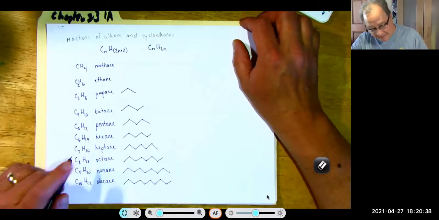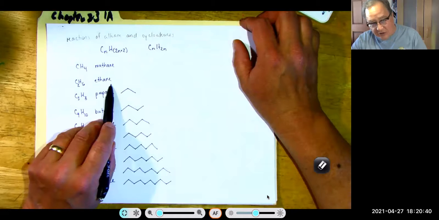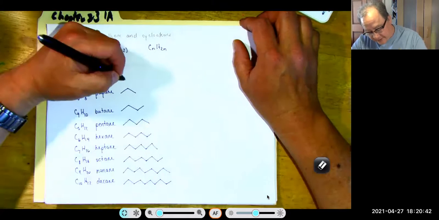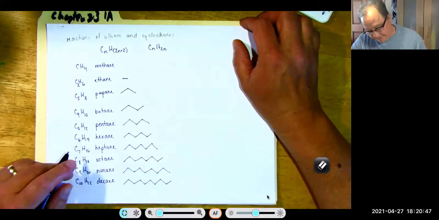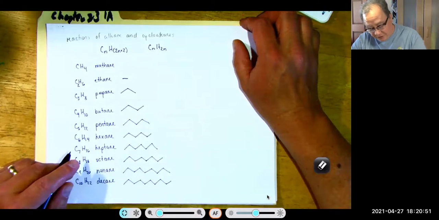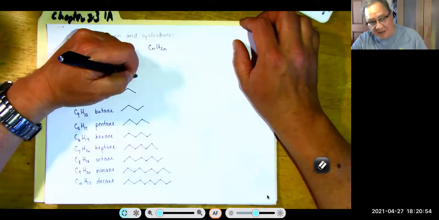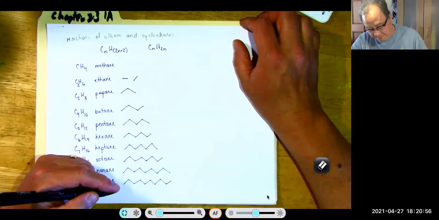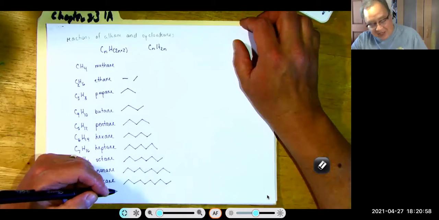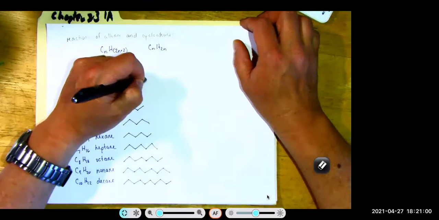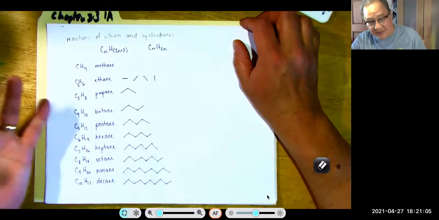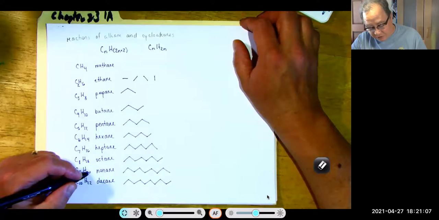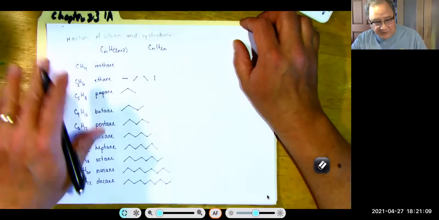All right. Now, why don't we have the line drawing for ethane? Well, because that's the line drawing for ethane. What might you mistake that for? An underline or a dash? So let's tilt it a little bit. Maybe a backslash or forward slash, or an L or an I, right? So drawing a line drawing for ethane is not easy to do.